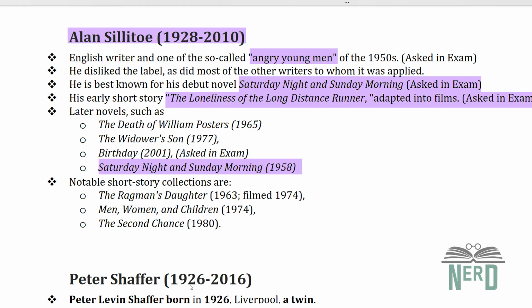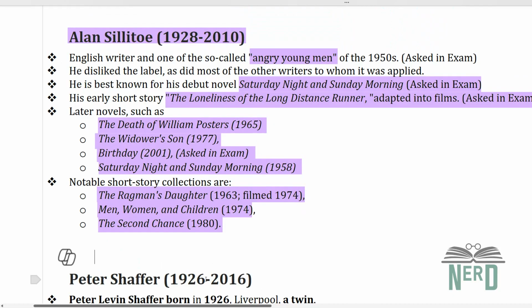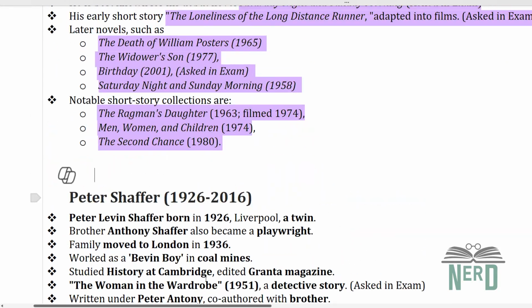His later novels included The Death of William Posters from 1965, The Widower's Son in 1977, and Birthday in 2001, and that last title has also been noted in exam. His short story collections, such as The Ragman's Daughter, 1963, Men, Women and Children, 1974, and The Second Chance, 1980, revealed his deep empathy for ordinary lives told with honesty and grit. The Ragman's Daughter was even turned into a film in the 1970s, confirming his influence on both literature and cinema.